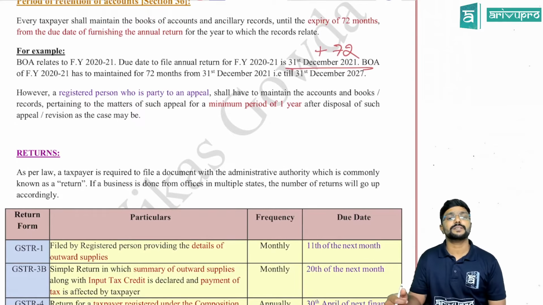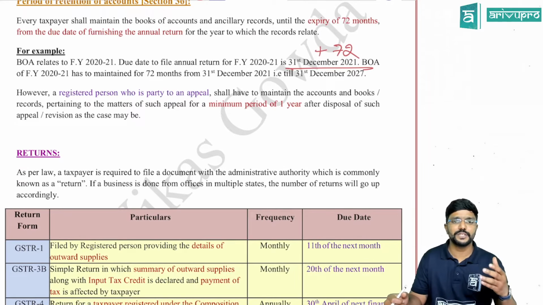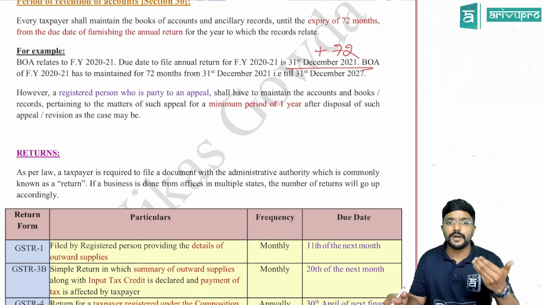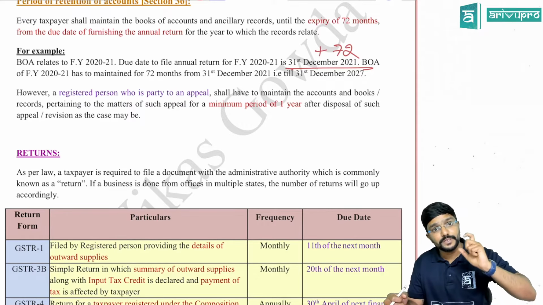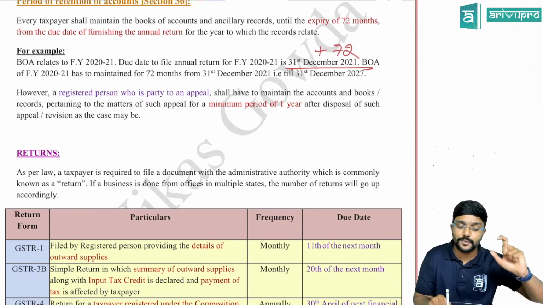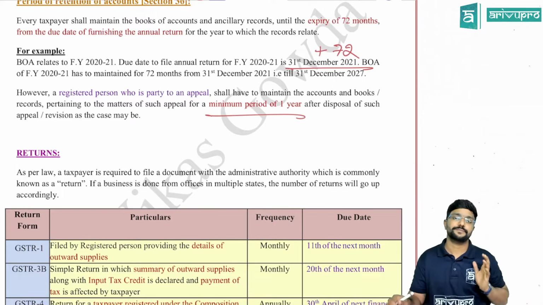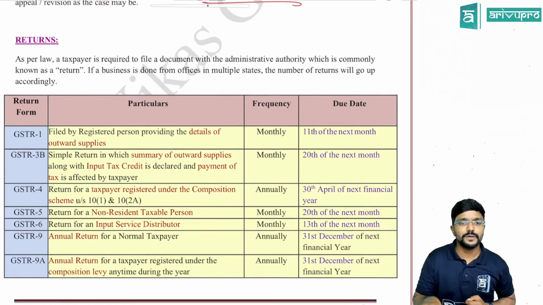However, a registered person who is a party to any appeal or revision, then once the final order is passed, from the date on which final order is passed, he has to maintain the books of accounts for another 1 year. Then coming to returns.